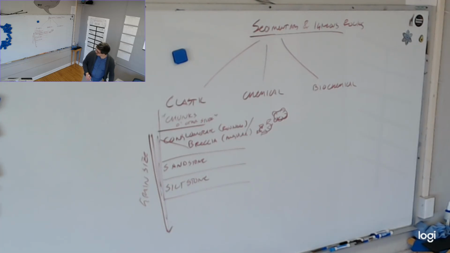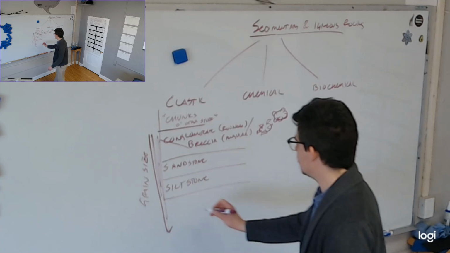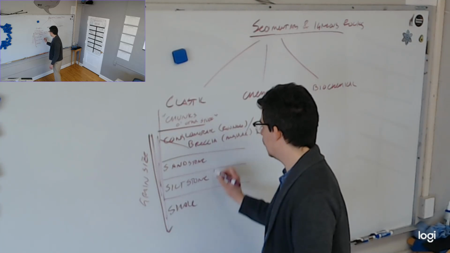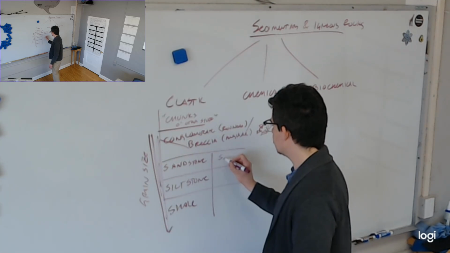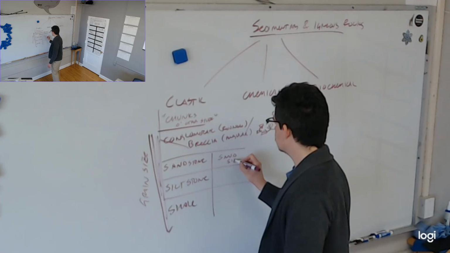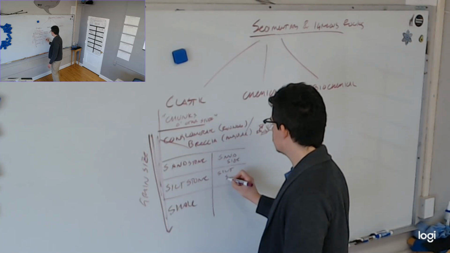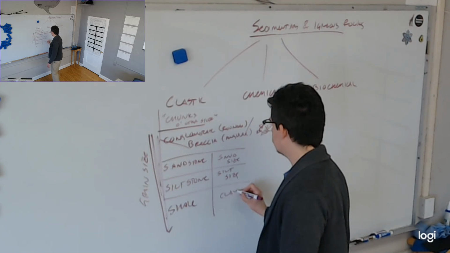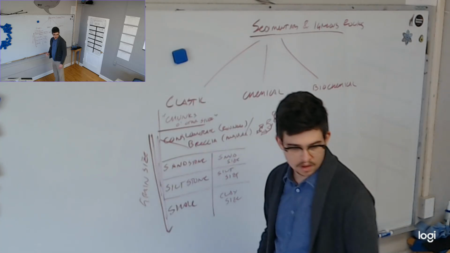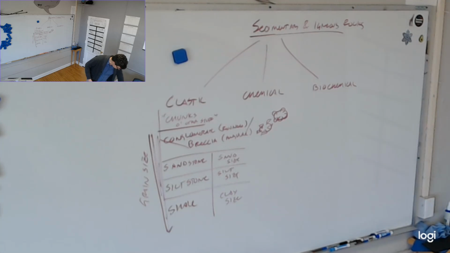And then the smallest kind, I'm trying to find the siltstone still. But the smallest one is shale, which is made of clay-sized grains. And then the sizes are sand-sized grains, silt-sized grains, and clay-sized grains. Clay are the smallest grains. And you already have the shale there, don't you? So that's a sedimentary rock with clay-sized grains.